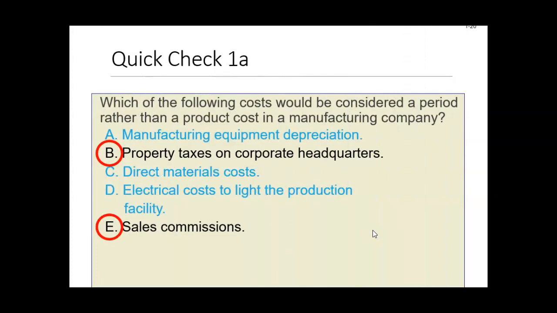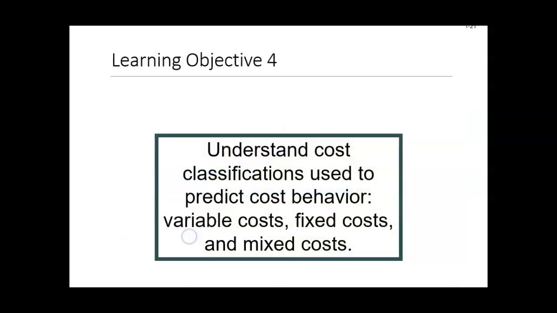So if you chose B and E, you are correct. The property taxes on the corporate headquarters would be an administrative expense. Now, if it said property taxes on the warehouse, that would be a product cost. And then the sales commission paid to the sales staff will be a selling expense. Example we call period cost.